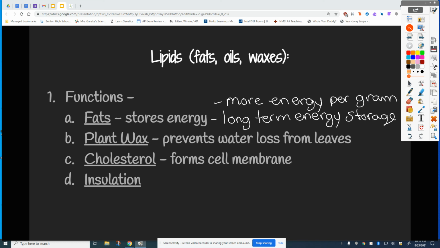So if you were to look at the food label, you would see where it says calories and it says calories from fat. Because fat can store more calories per gram than carbohydrates. Carbohydrates store about 4 calories per gram. And lipids store between 7 and 9 calories per gram.